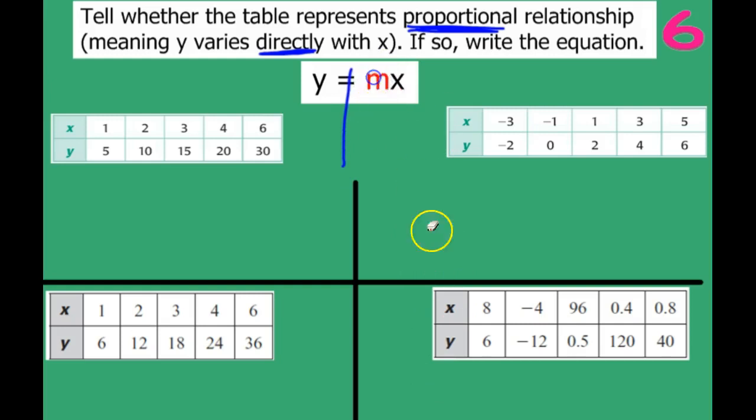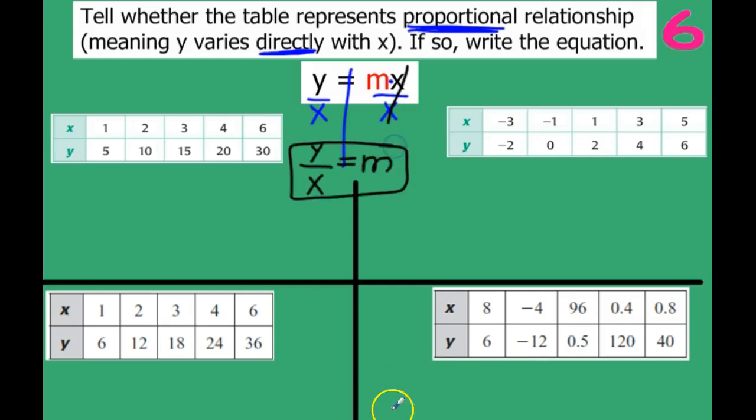So I'm going to go back to what we know about equations, and I'm going to get m all by itself. It's touching the x, so the opposite of multiplying would be divide. And to get rid of multiplying by x, I would divide by x. So x over x goes away, and we have our slope is just whatever y is divided by whatever x is. So I'm going to take my y value and divide it by my x value, and if it's the same number over and over and over again, that tells me that my slope is constant, or it's a proportional relationship. If it doesn't, then it's not a proportional relationship.